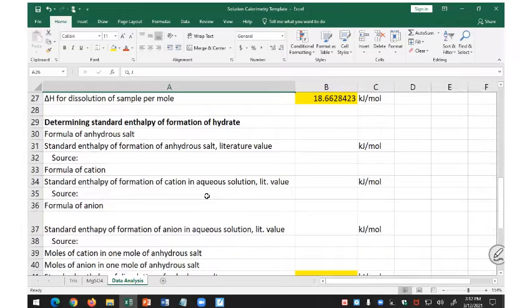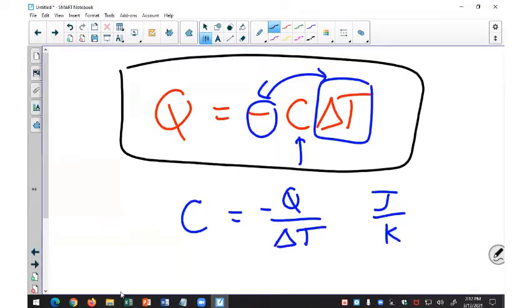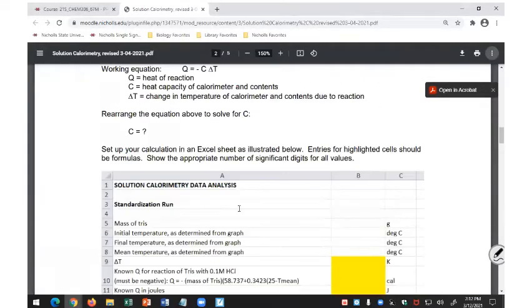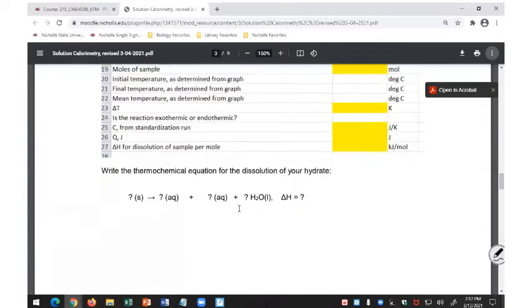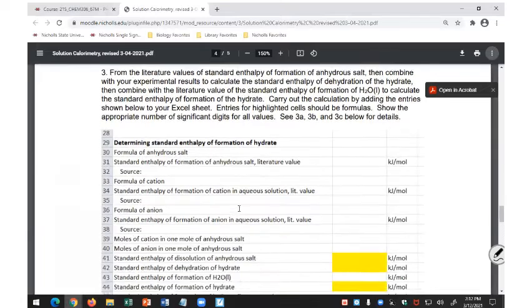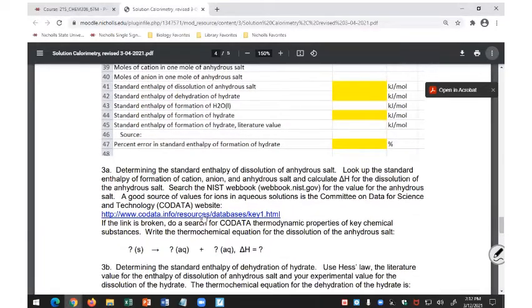All right, so now let's determine the standard enthalpy of formation of your hydrate. Okay, so your formula for your anhydrous salt is MgSO4. That's the anhydrous salt. We can look it up. Where do we look it up? A good source for the ions would be the CODATA website.